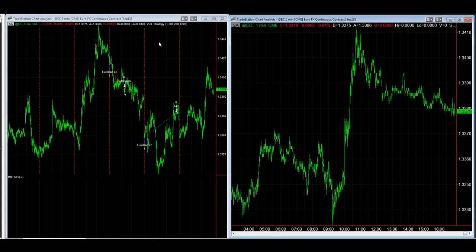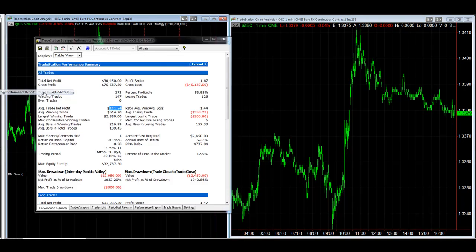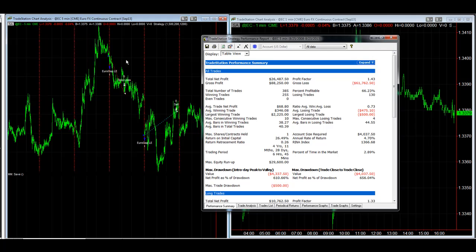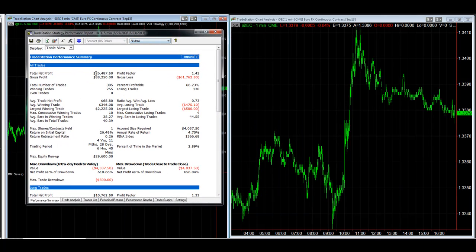And you can see one of the new things I've added is the pinpoint entry algorithm 2. Here's a look at Euro Gap going back 5 years. You see the last two recent trades. You see the results here, the plain results without slippage and commission. You get $68.80 average trade profit, $4,000 drawdown, 610% return over drawdown for the last 5 years.